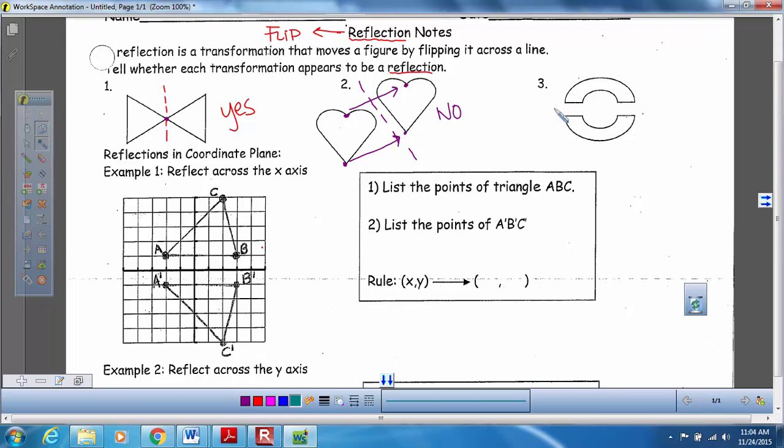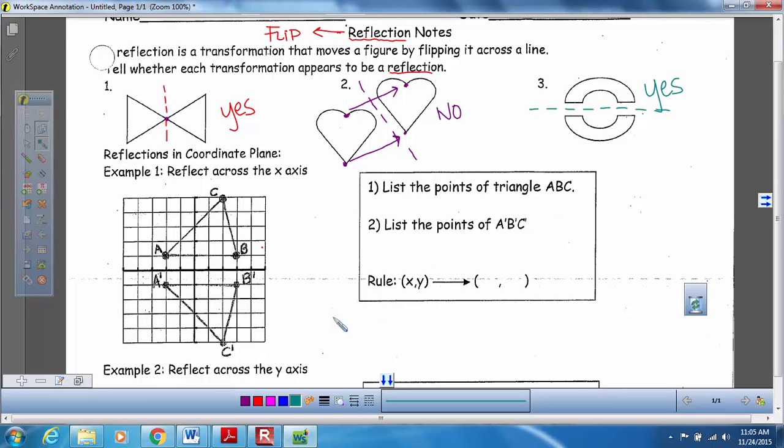Then, looking at number 3, if I was to draw my mirror or my line between the two, we would want to know if this shape, this frown, could be flipped and make a smile. And obviously we know, we joke about that all the time, we flip that frown upside down and get a smile. So yes, this would be a reflection.